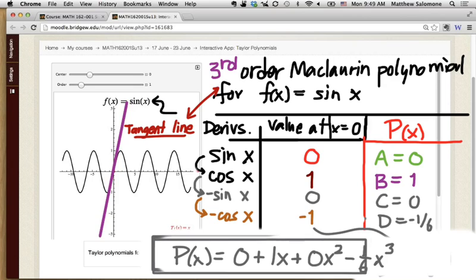Again, we got it, longhand anyway, by matching up the values of the 0th, 1st, 2nd, and 3rd order derivatives of sine of x at the point x equals 0 with the values of the 0th, 1st, 2nd, and 3rd order derivatives of our unknown polynomial at x equals 0. And by making those matches at x equals 0, we determined one by one what the coefficients of that polynomial should be.